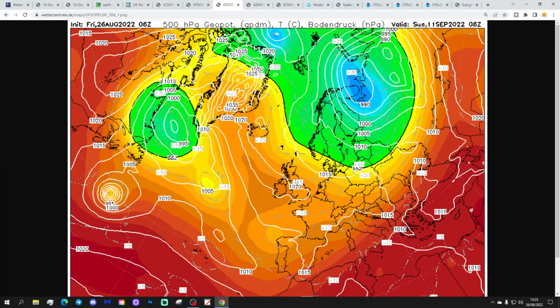That's how we end up with the GFS 6Z run. High pressure to our west and south, bringing in quite a cool northerly, northeasterly type flow. And of course, we would wait to see where this low pressure, the remains of that hurricane, is going.